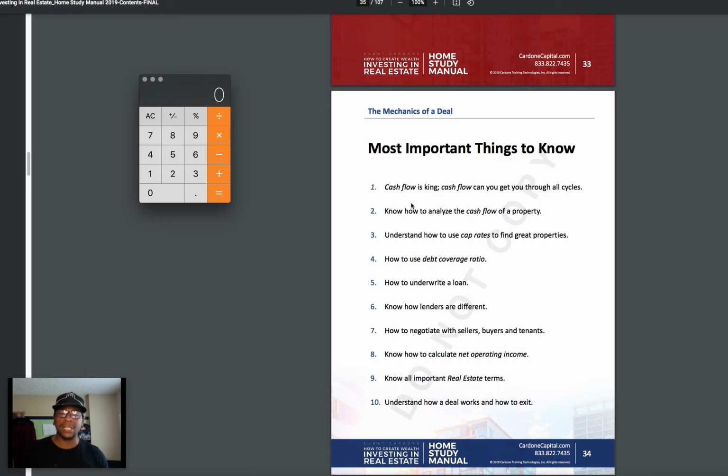So understand how to use cap rates to find great properties. We're not going to get more into that. How to use debt coverage ratio, how to underwrite a loan. Know how lenders are different, how to negotiate with sellers, buyers, and tenants. That's a key one right there. How to negotiate with sellers, buyers, and tenants. How to communicate. How to use the right words. What are the right words to use?